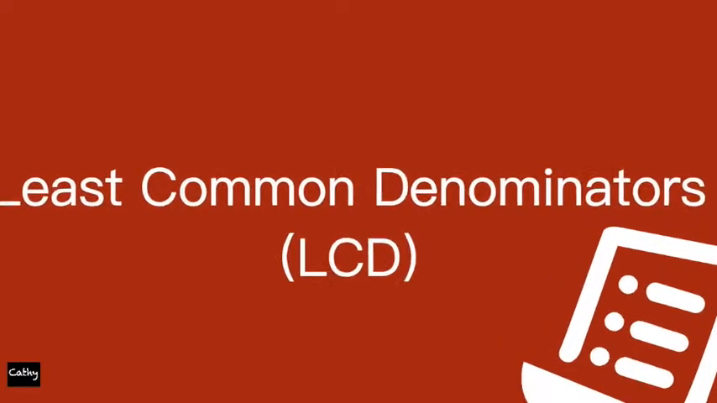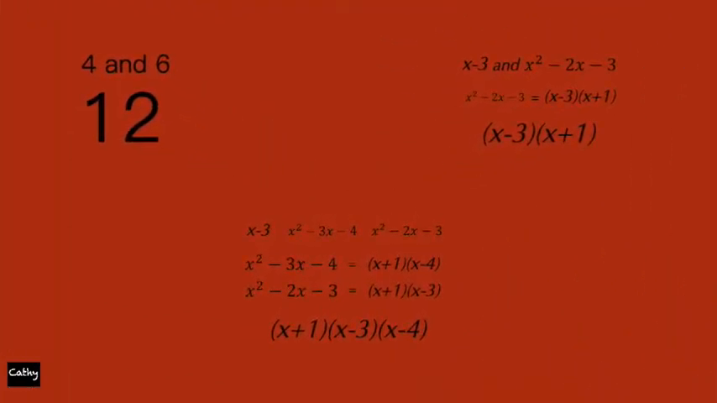First, I'll give you some examples to explain how to find the least common denominator. 4 times 3 equals 12 and 6 times 2 equals 12, and 12 is the smallest number that is a multiple of both.